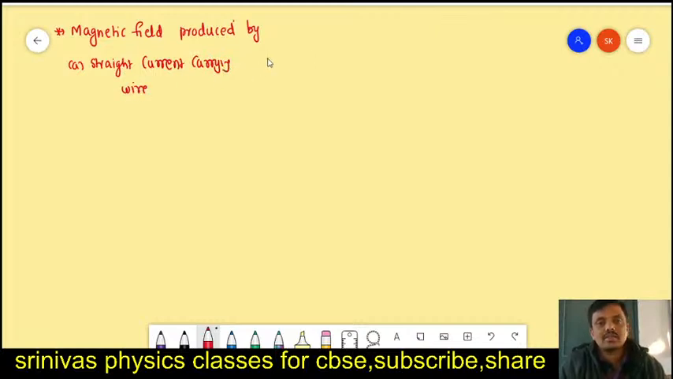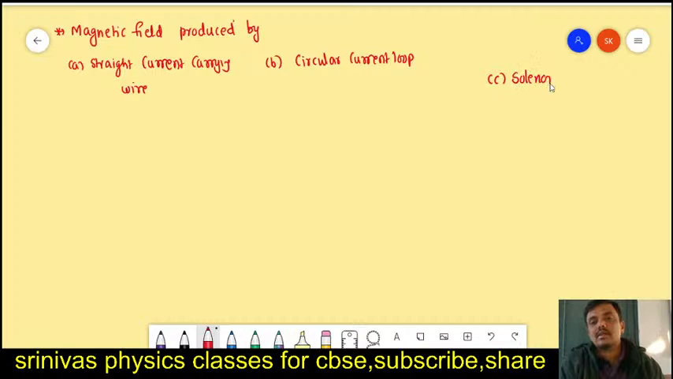And the second one is the magnetic field produced by a circular current loop. And the third is the magnetic field produced by a solenoid. About these three we are going to discuss, on what factors the magnetic field produced by these depends. Okay. The first one is a straight current carrying wire.